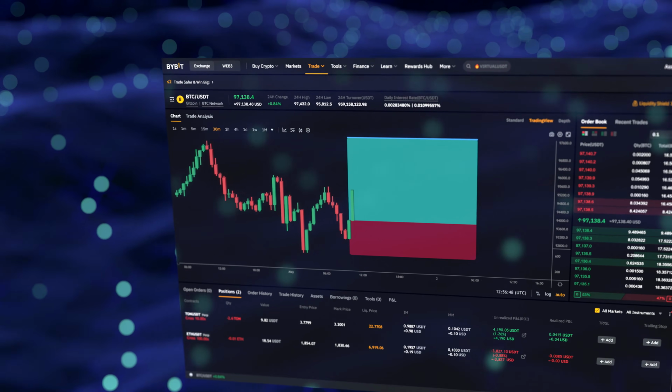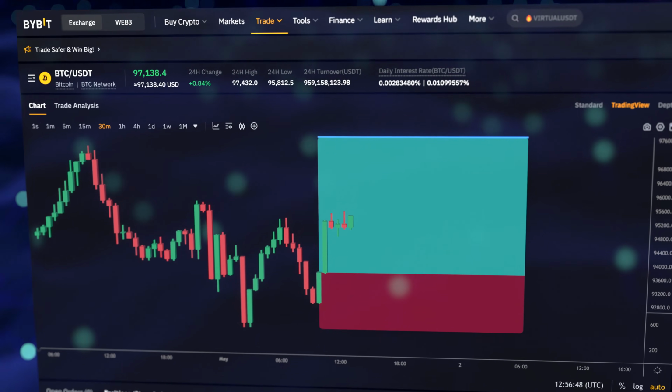Next, you have take profits. This is essentially where you intend your position to run to and where you intend to close the position. For these, I would recommend using limit orders as it just means you'll save on unnecessary fees.